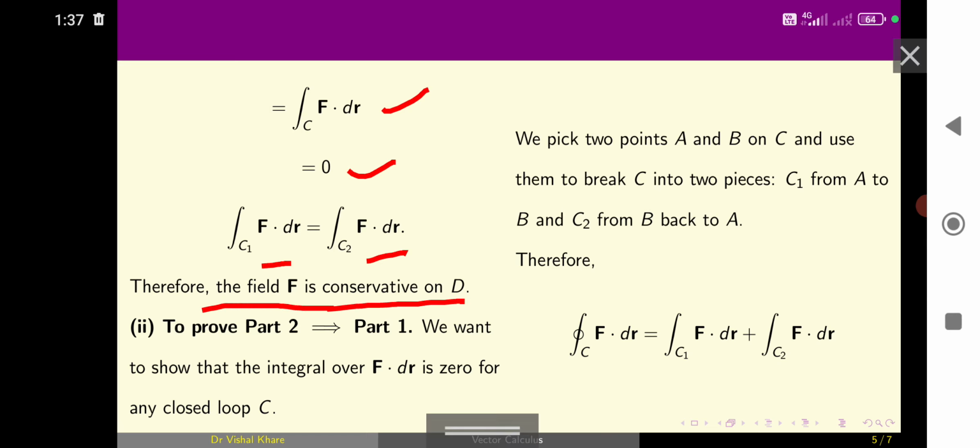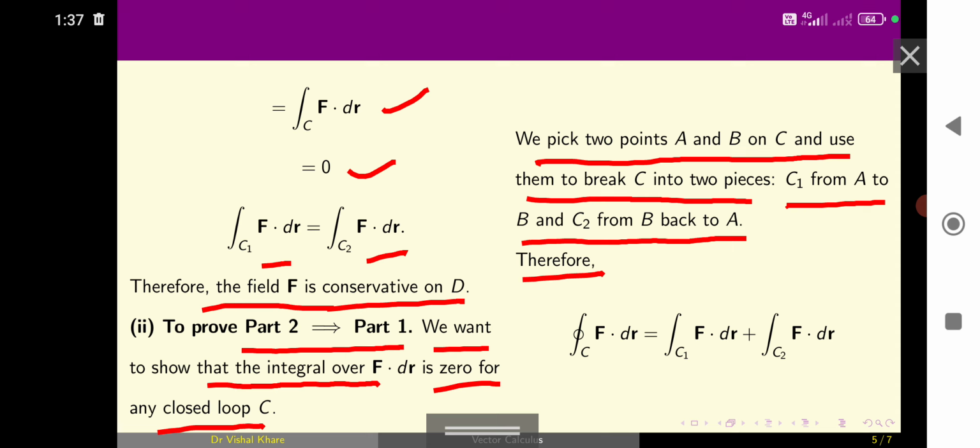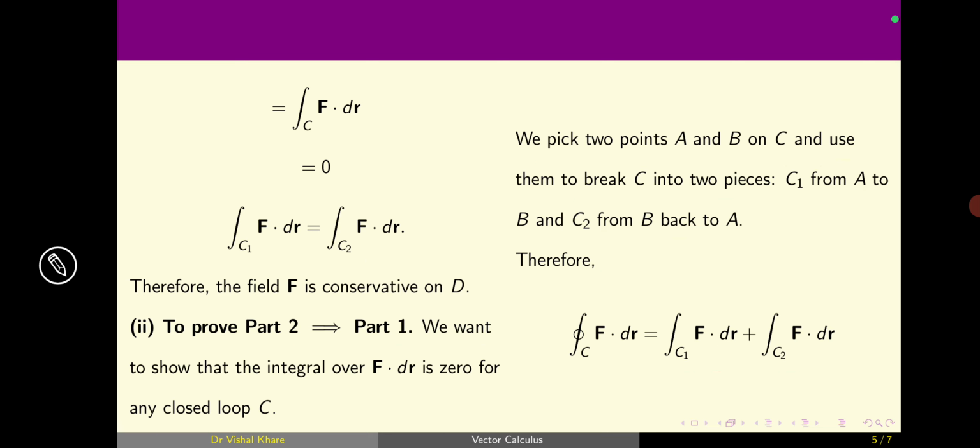Now we are going to prove part 2 implies part 1. So we want to show that the integral of F dot dr is 0 for any closed curve C. We pick two points A and B on C and use them to break C into two pieces, C1 from A to B and C2 from B back to A. Therefore, the integral of F dot dr along C is equal to the integral of F dot dr along C1 plus the integral of F dot dr along C2.